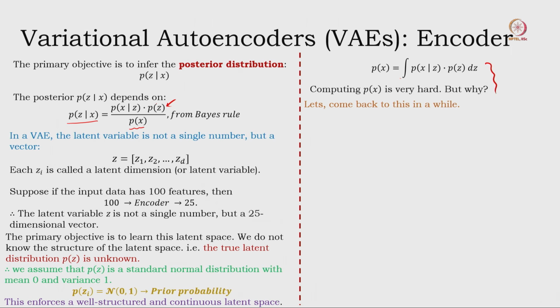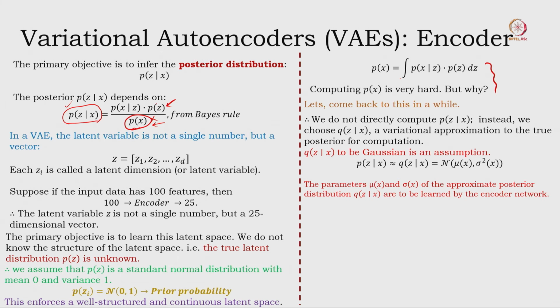Now, we have understood that, for some reason, which is still unknown to us, the calculation of P of x is very hard. When the P of x calculation is very hard, it means the denominator is the very difficult part. When the denominator is very difficult and not possible to compute, can you now calculate P of z given x directly? The answer is no. Therefore, we do not compute P of z given x directly, but instead we choose something called Q of z given x. What is that?